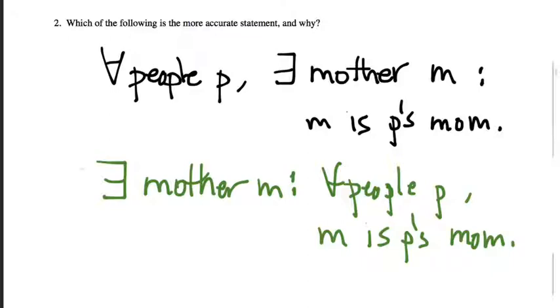Which one of these two statements do we believe to be true? The top one, right? Because what would the bottom one imply? That there's one poor mom out there who is everybody's mother, right? I'm inclined to believe that's probably not true.